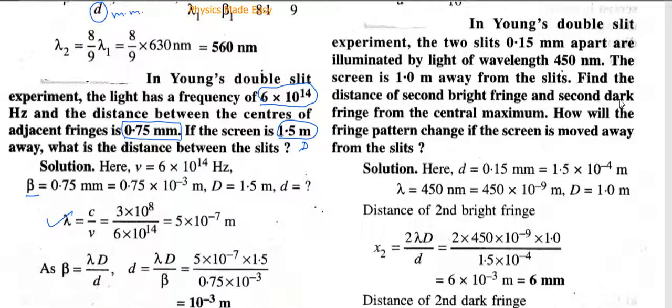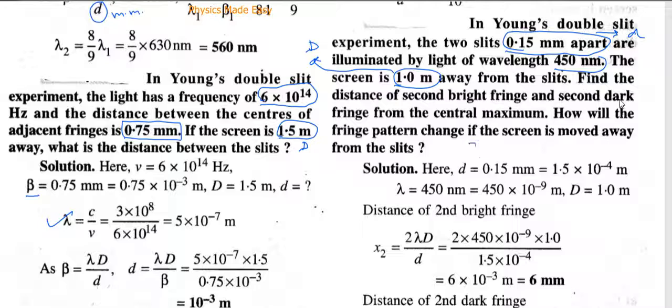In Young's double slit experiment, two slits are separated by a given distance apart, means small d is given. They are illuminated by wavelength lambda, so lambda is given. The screen is a given distance away, this is capital D. From the slit, find the distance of the second bright fringe and second dark fringe from the central maxima.